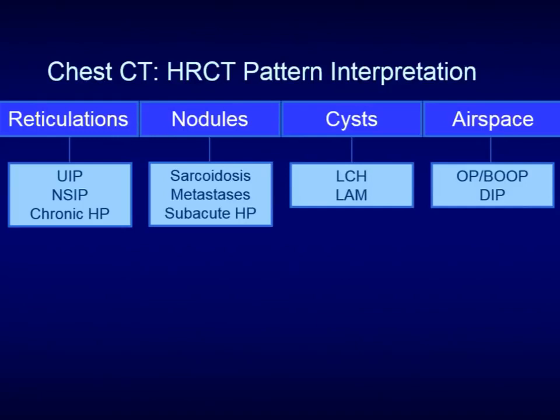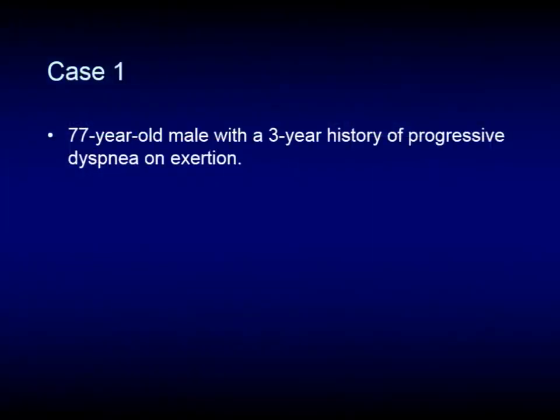Under reticulations, you have mostly the interstitial lung diseases: UIP, NSIP, chronic hypersensitivity pneumonitis. The nodular pattern, and we'll go through a number of these patterns, but clinical entities would be sarcoidosis, metastases, more of the airway-borne things like subacute hypersensitivity pneumonitis. Cysts, as we mentioned, those two entities, and predominant airspace disease in the form of organizing pneumonia and DIP.